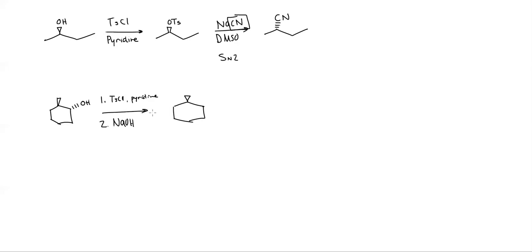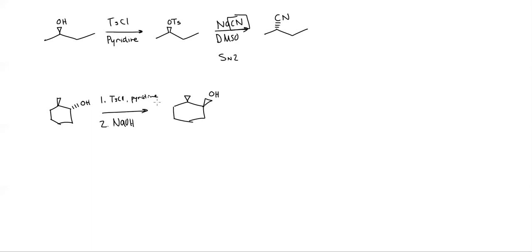So right now this is on a dash. It's going to be on a wedge now, right? So now I have it on a wedge. So I add NaOH in the second step. It goes in, does SN2, and replaces that, okay? So we can flip the stereochemistry of an alcohol by using this, okay? That's one thing that we can do.